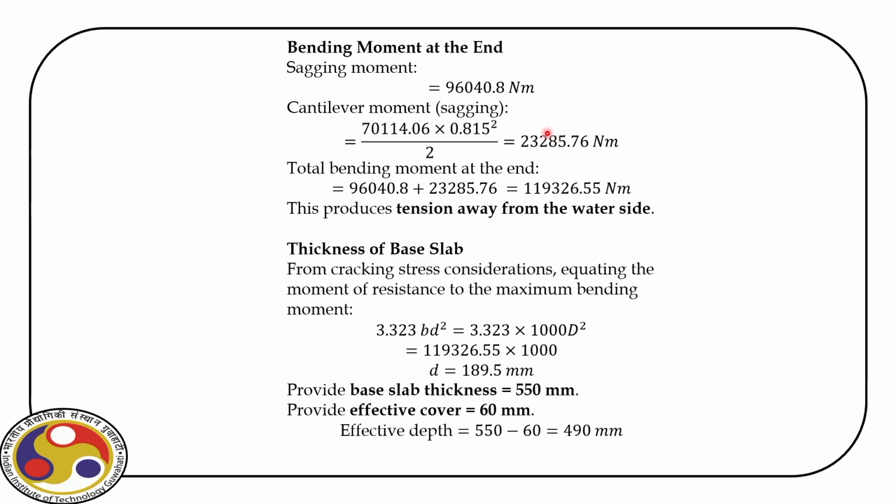Now, first we have to calculate the thickness of the base slab, for which we equate the capacity with the maximum applied bending moment. And here you can see, once we do that, we have small d is 189.5 millimeter. So, we can provide slab thickness of 550 millimeter and effective cover of 60 millimeter. So, effective depth is the difference of these two, which is 490 millimeter.